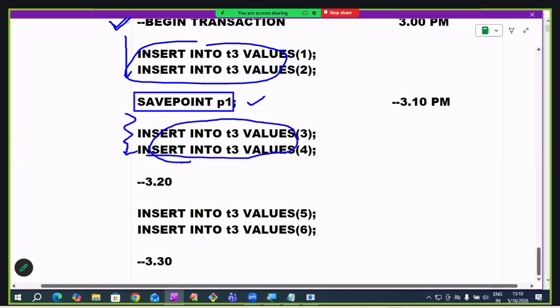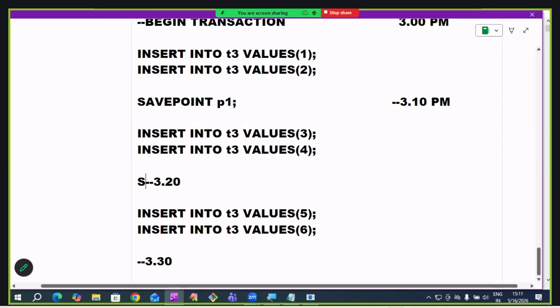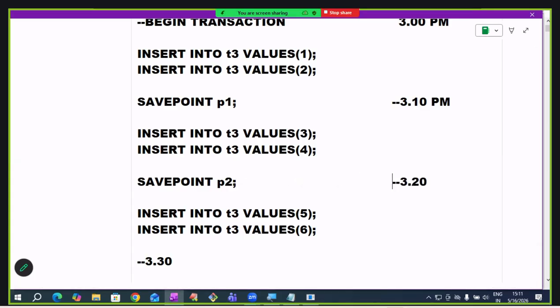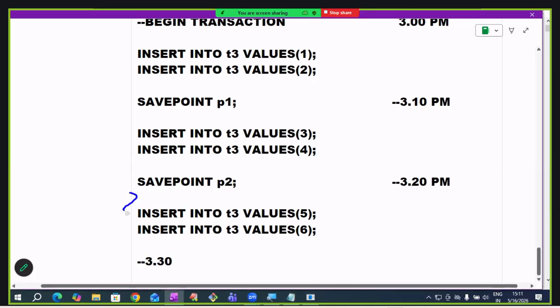Again, some more actions I performed. Up to here, I'm feeling my transactions are okay. So then again, I'm setting one more save point, P2. Now the time is 320. At 320, I'm setting one more save point. Okay. Now I'm continuing the transaction.